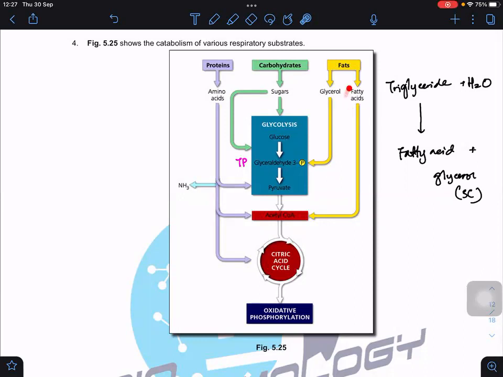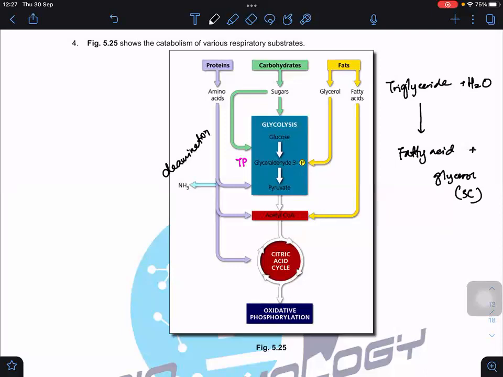How about fatty acid? Fatty acids are quite long hydrocarbons, so we break them down in this beta oxidation process, making them into 2-carbon fragments, and then attach them to coenzyme A. Then they can enter the Krebs cycle. Amino acids, from protein, we hydrolyze the proteins, we get amino acids, and we carry out deamination first.